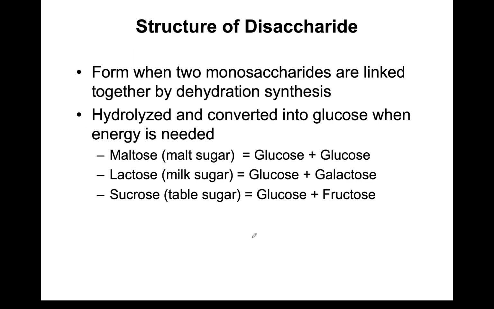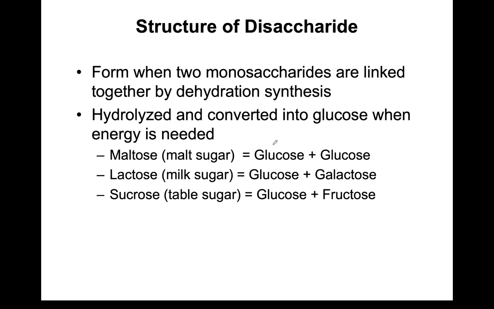What is the structure of a disaccharide? So far we studied monosaccharides. A disaccharide can be formed when 2 monosaccharides are linked together by dehydration synthesis. Whenever molecules join, a dehydration reaction is involved. They are hydrolyzed and converted into glucose when energy is needed. So here glucose and glucose joined together. We call that maltose. Maltose belongs to disaccharide.